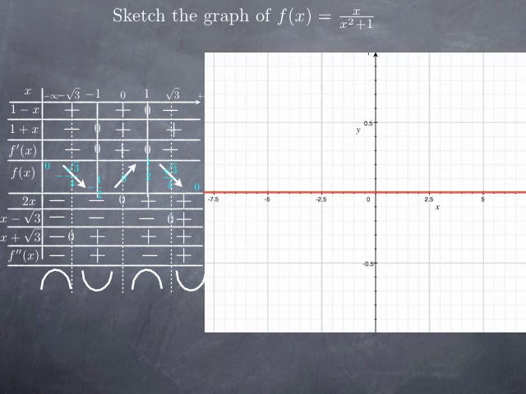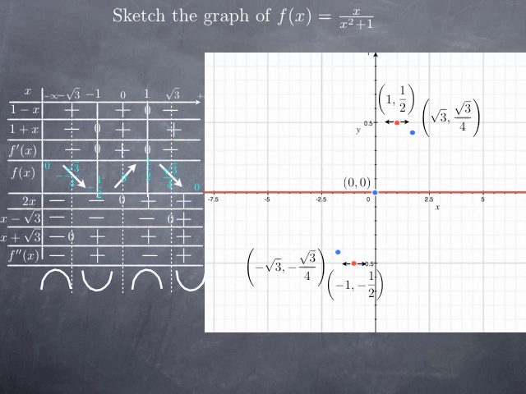Then we should plot the important points, which are the local extrema and the inflection points. We have two local extrema. We have a local minimum of coordinates (-1, -1/2), where we have a horizontal tangent because the derivative is 0, and a local maximum at (1, 1/2) with again a horizontal tangent. We have 3 inflection points, one at negative root 3, negative root 3 over 4, one at (0, 0), and one at root 3, root 3 over 4. Now we need to connect these points with the information we have.